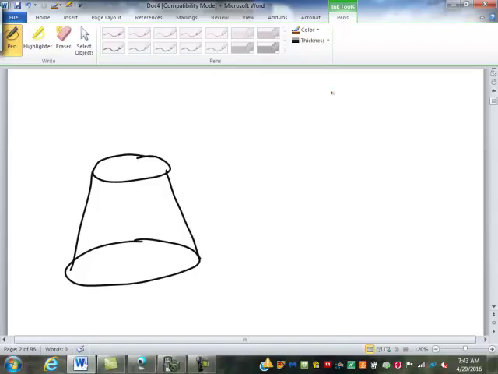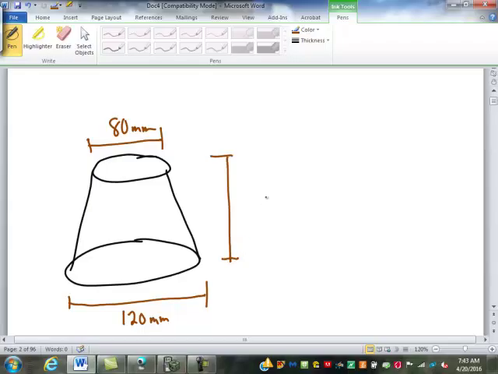This one's a cone. Because for you guys in machining, things tend to go around and around when you're turning stuff. This is basically a taper for you guys. So we're going to take the bottom here and give that a diameter of 120 millimeters. We're going to take the top here and give that a diameter of 80 millimeters. We're going to give this a height of 90 millimeters.